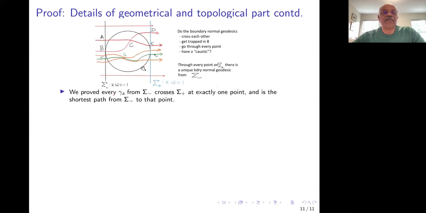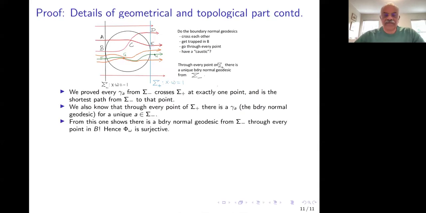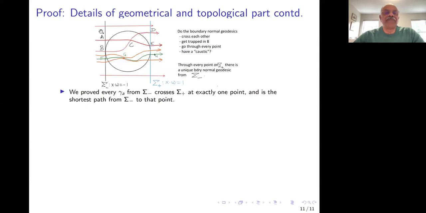Now that we have that, everything from sigma minus must cross sigma plus and cross it at a unique point. And every point in sigma plus has something coming in, and there's a unique one. So now can we show that this map from sigma minus into R^n is a diffeomorphism? Which means, can you prove it's injective? Can you prove it's surjective? And can you prove that there are no focal points?